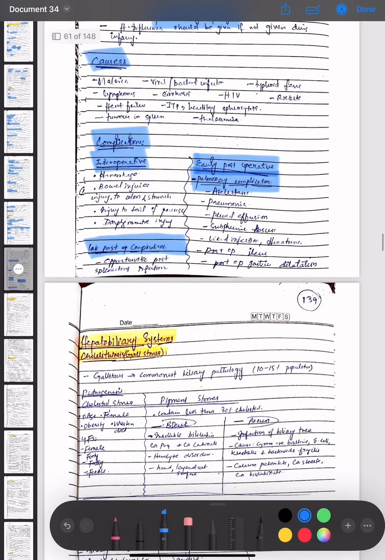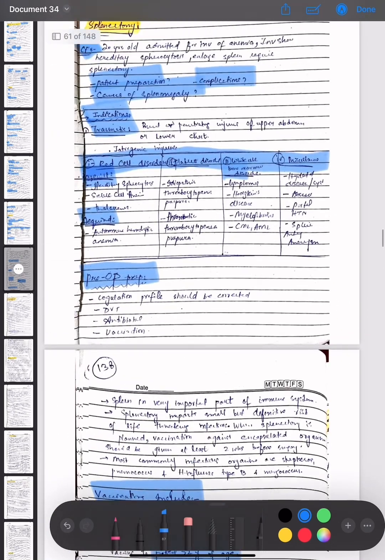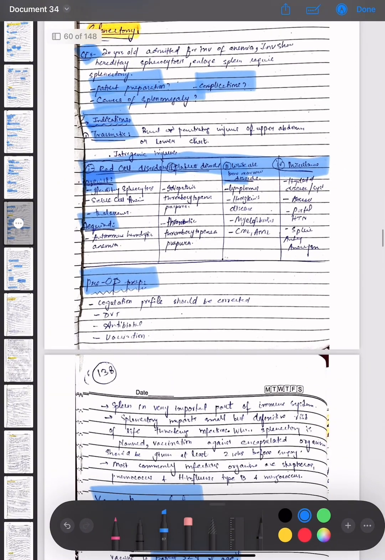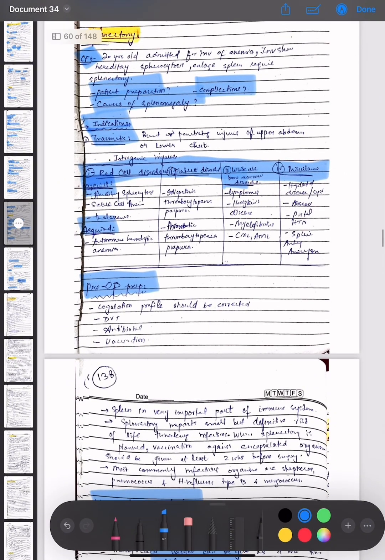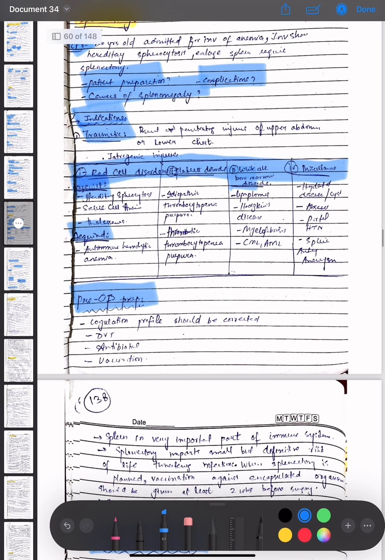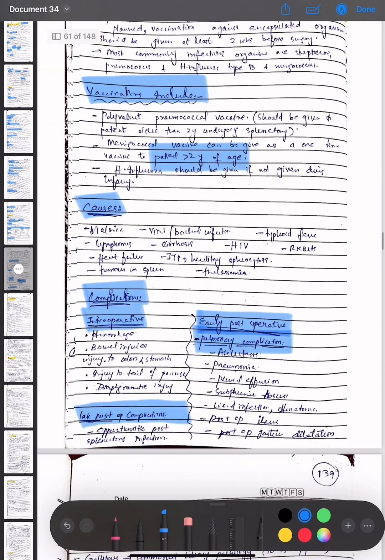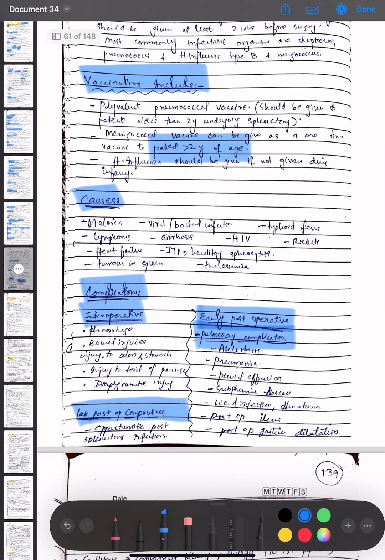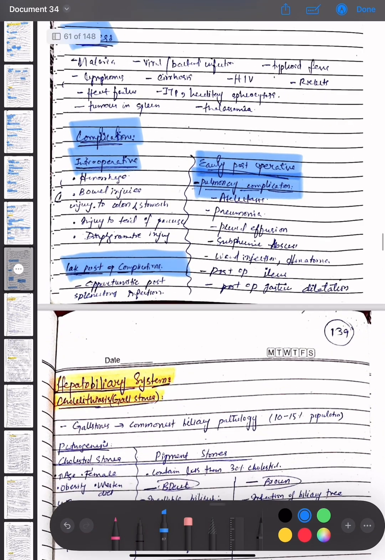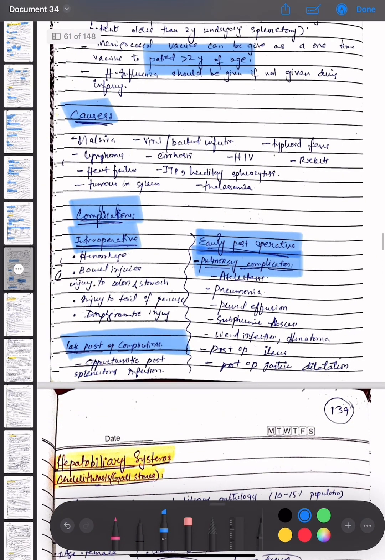So we have discussed splenectomy, the scenario, then the clinical features, then the indications which are traumatic, then the red cell disorders, the platelet disorders, the white cell bone marrow disorders, and the miscellaneous. Then we discussed the pre-op prep of the patient, the vaccinations, the causes, and the complications: intraoperative, early post-operative, and late post-operative.